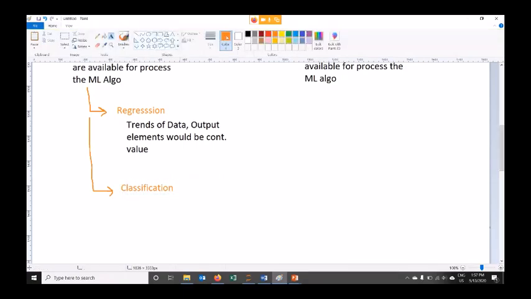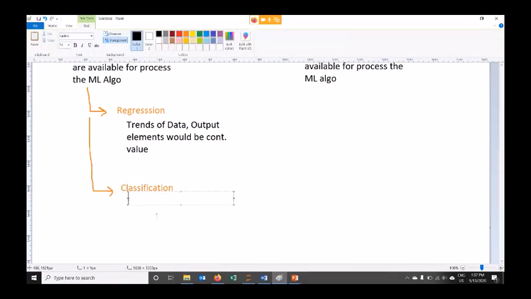Here we say it helps me to get the grouping of data, and the output element would be in the form of a class. For example, we are expecting pass, fail, accept, reject, or any classification which is not a form of value, which means we are not getting a salary prediction or sales prediction, marketing expense predictions. Anything other than the value part we are getting in the form of class or group.